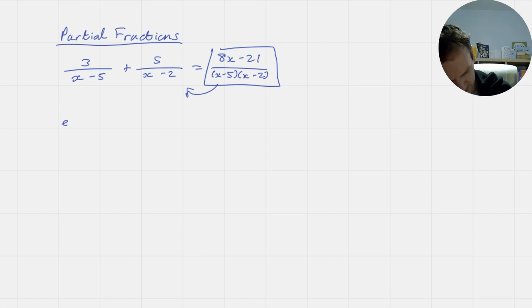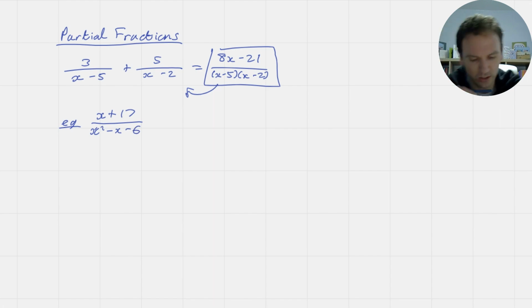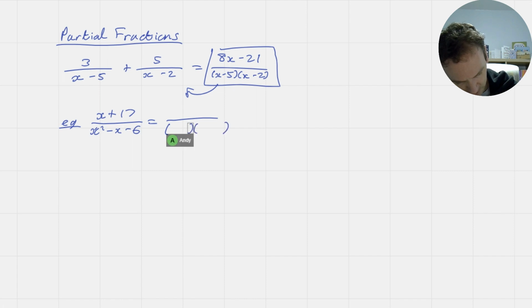So for the first example, the simplest sort of partial fraction you might see is something like (x + 17)/(x² - x - 6). What can we do in a situation like this? Well, we're trying to split it up. If we want to know what's going to go in the denominator, we want to factorize as a very first step. Factorizing that quadratic, this is going to factorize to (x - 3)(x + 2). And we've got x + 17 on the top.